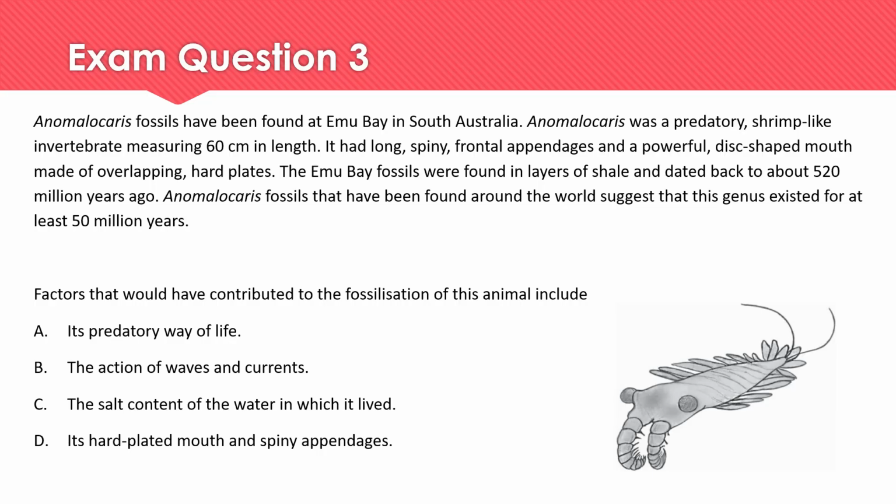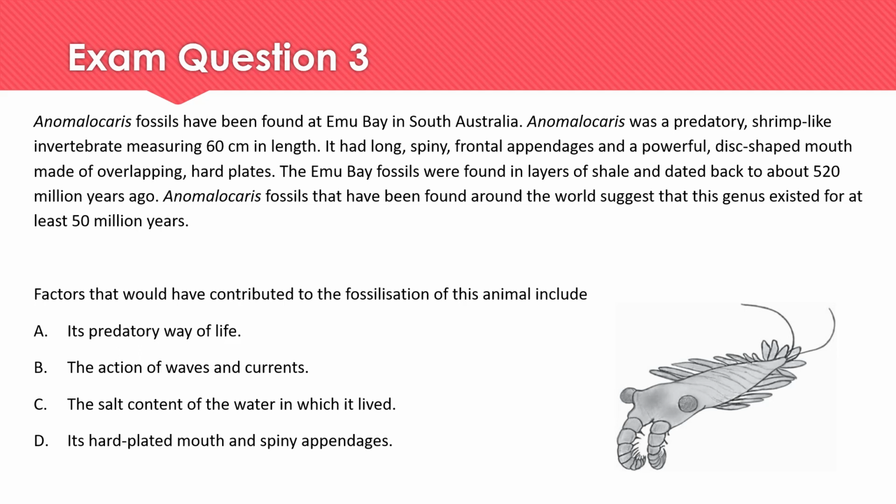So exam question 3 says Linkx fossils have been found at Emu Bay in South Australia. Linkx was a predatory shrimp-like invertebrate measuring 60 centimeters in length. It had long spiny frontal appendages and a powerful disc-shaped mouth made of overlapping hard plates. The Emu Bay fossils were found in layers of shale and dated back to about 520 million years ago. Linkx fossils that have been found around the world suggest that this genus existed for at least 50 million years.